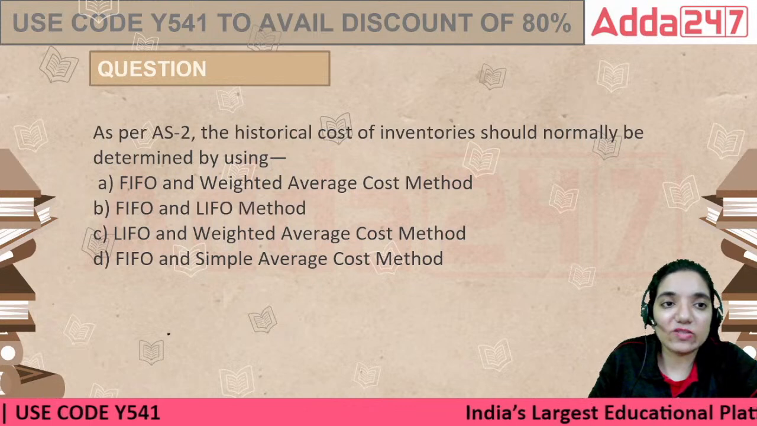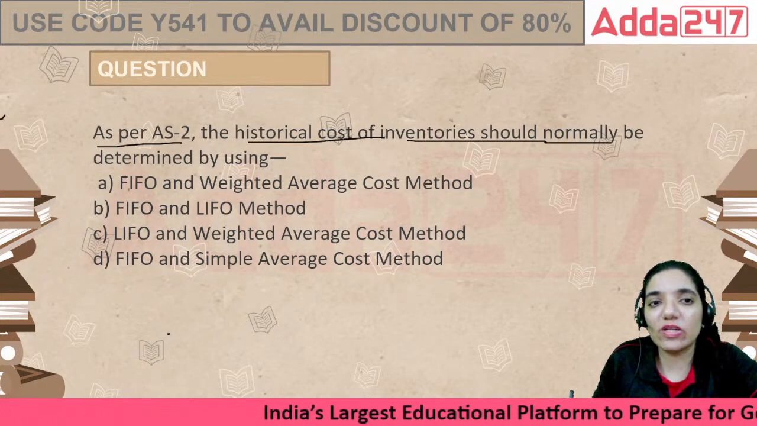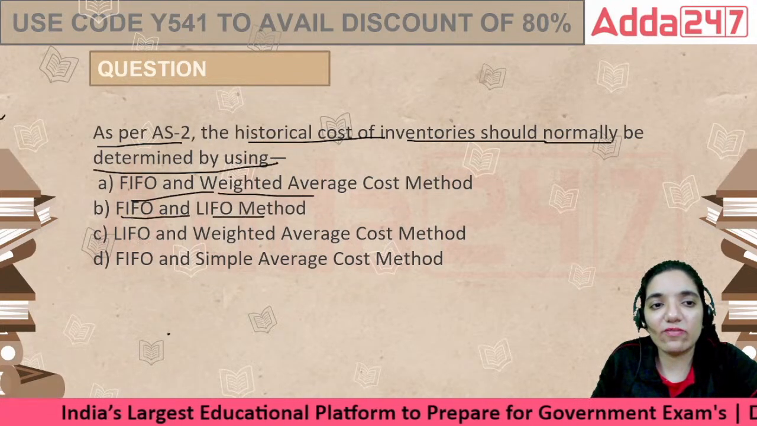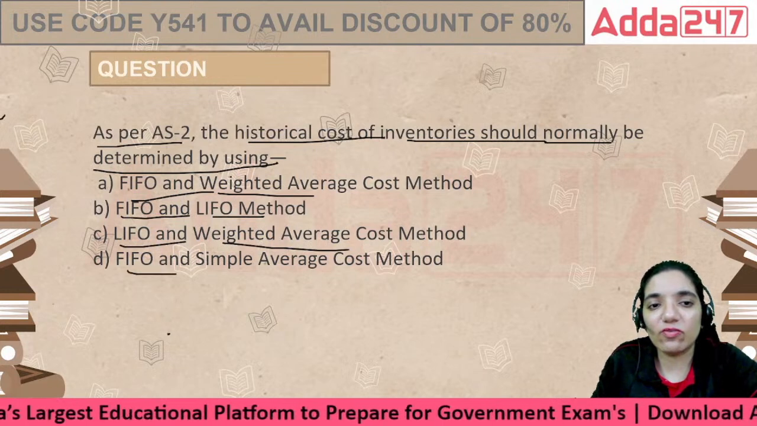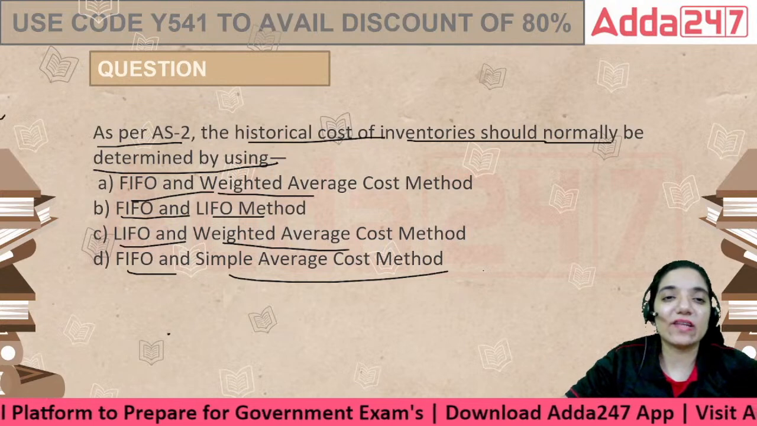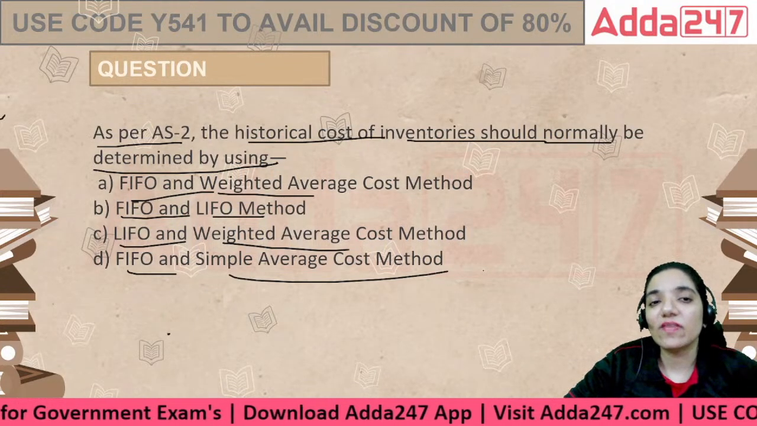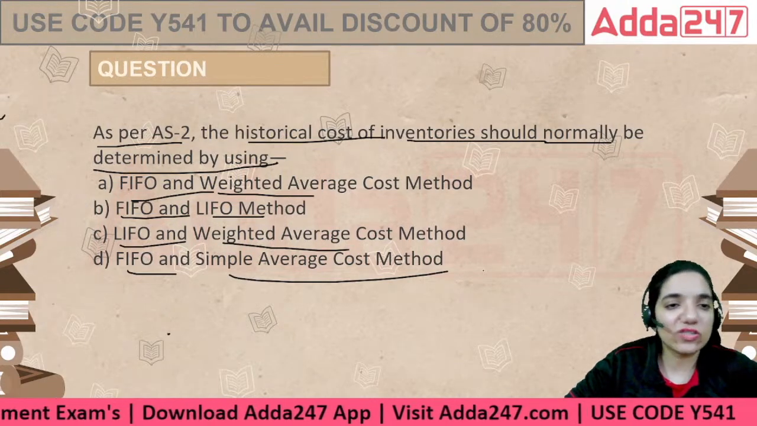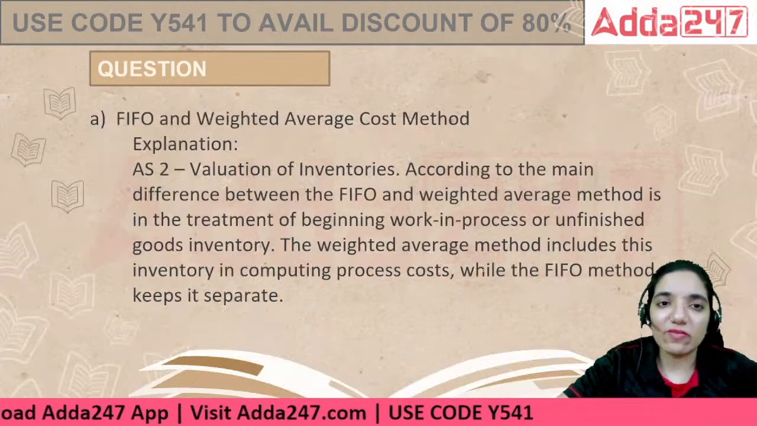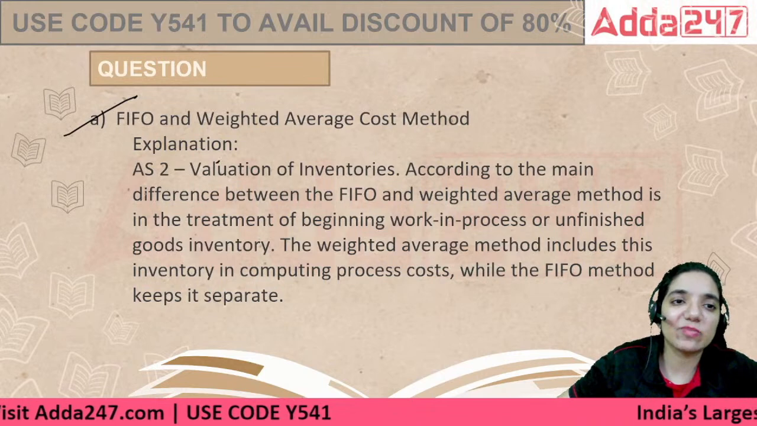Okay. As per the AS2, the historical cost of inventories should normally be determined by using FIFO and weighted average, FIFO and LIFO, LIFO and weighted average, or FIFO and simple average. The historical cost is not used in terms of LIFO at all. LIFO is something which is avoided. So basically it is FIFO and the weighted average. These are used frequently as per AS2.